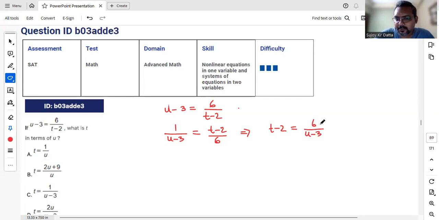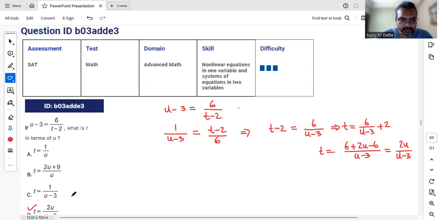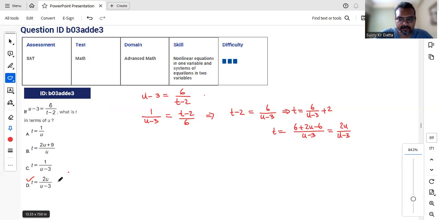You don't want the 2 with t, so we just need to separate it out. So we have t equals 6 over u minus 3 plus 2. So t becomes 6 plus 2u minus 6 over u minus 3. So it's 2u upon u minus 3. That would be the fourth option. It is not showing clearly, but that is basically the answer that we have. Just, yeah, 2u over u minus 3. That's the answer that we were looking for.